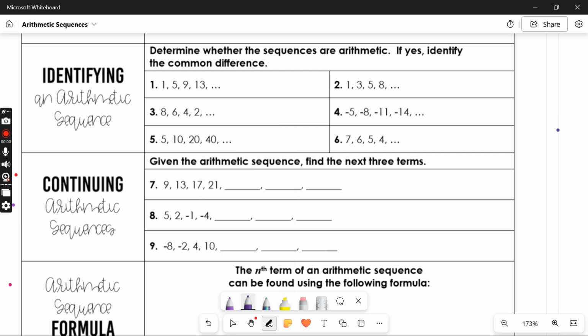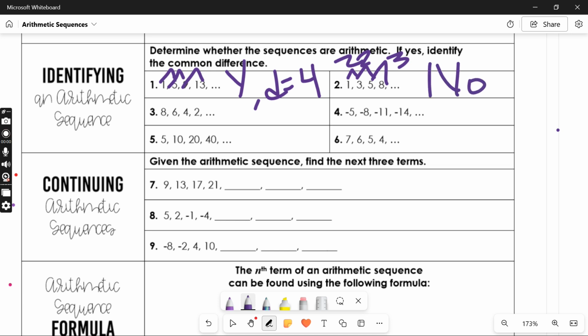Okay, looking at number one, it goes up by 4, up by 4, up by 4. So this is going up by the same number each time. So we would say yes, and D equals 4. Looking at number 2, it goes up by 2, and then it goes up by 3. It changed right there, so we would say no. And we won't say D equals anything because it doesn't have a common difference.